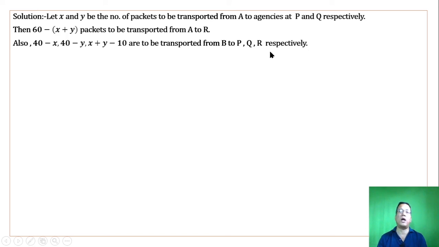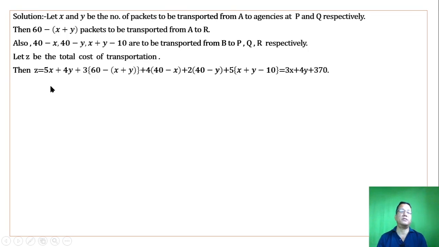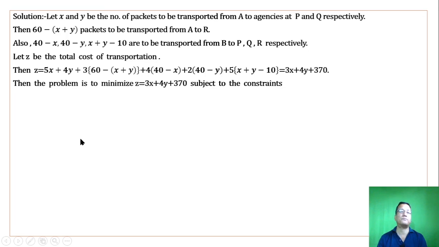These are the packets to be transported from factory B to agencies P, Q, R respectively. Let Z be the total cost of transportation. Summing up the costs per packet, we get Z equals 5x plus 4y plus 370.